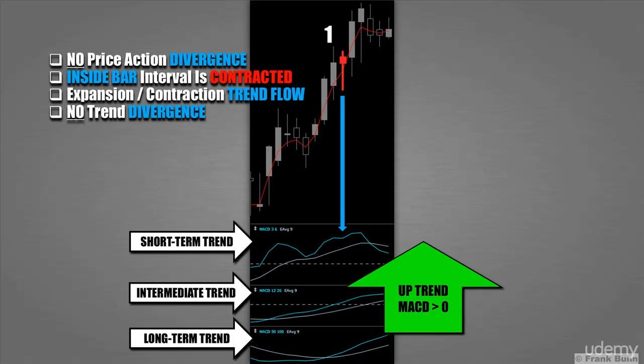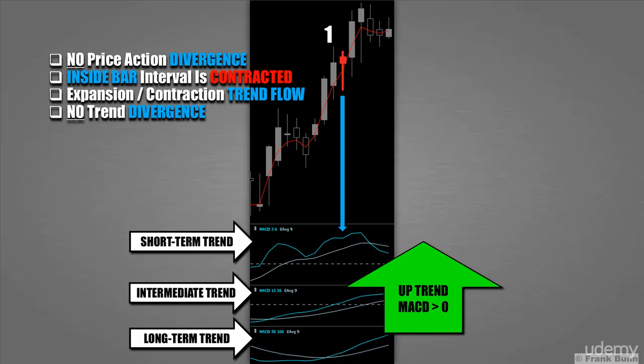Let's take a look at how we put everything together with the setup. First, we have the pattern key with this long setup. We do not have price action divergence. Notice how each interval from momentum into the inside bar pattern through point 1, each one of these intervals tests or trades through the 3 exponential moving average.